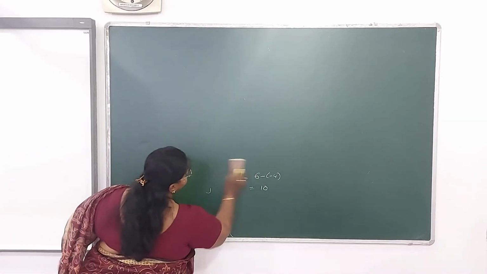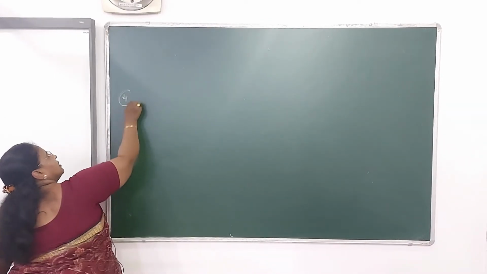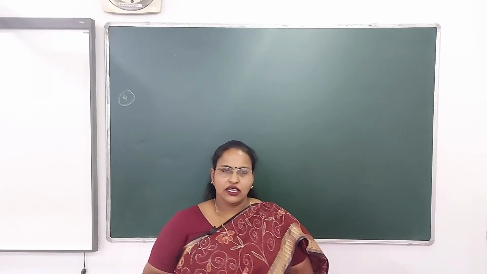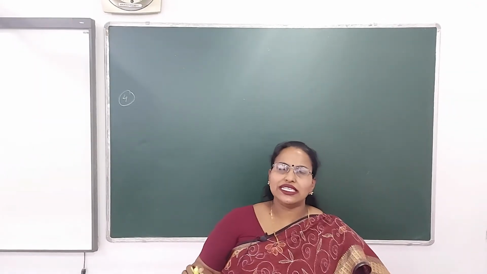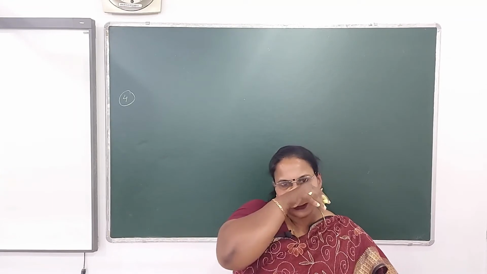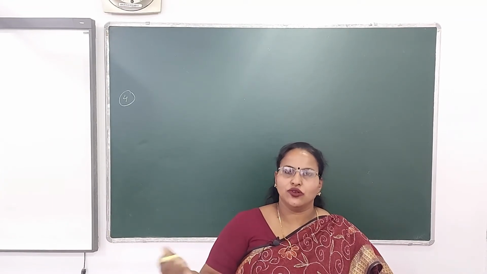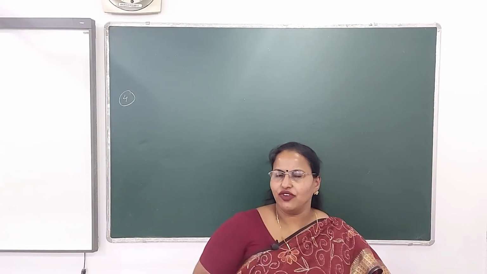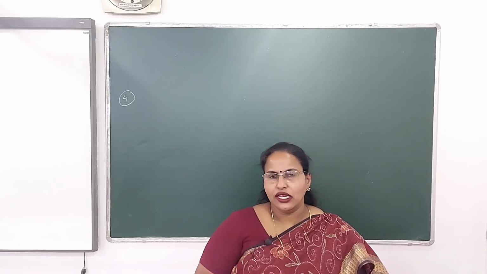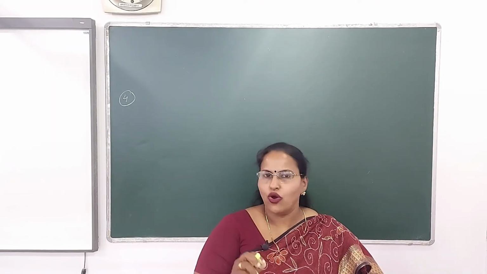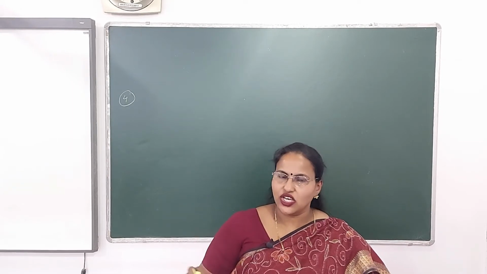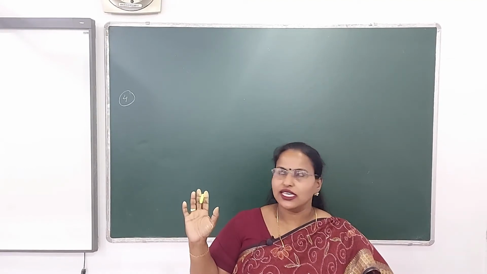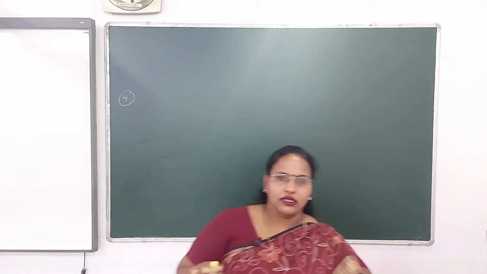Okay, now the next one, the fourth property. In a square matrix, if any row or any column is completely 0, then the determinant of that square matrix will be 0. It's quite obvious. I don't think that I should explain this. Once again, see the definition. What is it? See the property. In a square matrix, if any row or any column is completely 0, then the determinant of that particular matrix will be 0. So this is the fourth property.